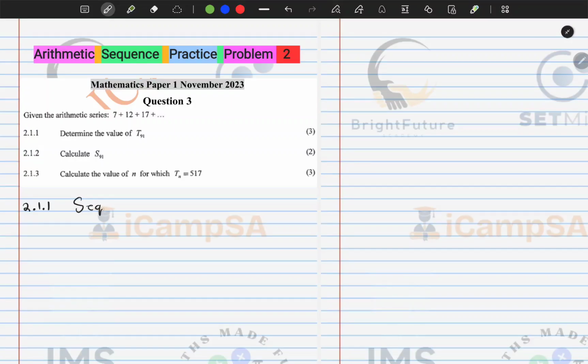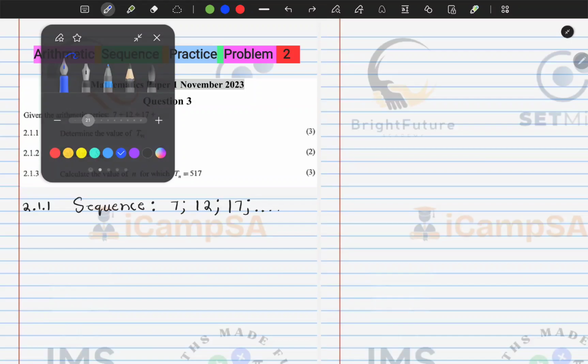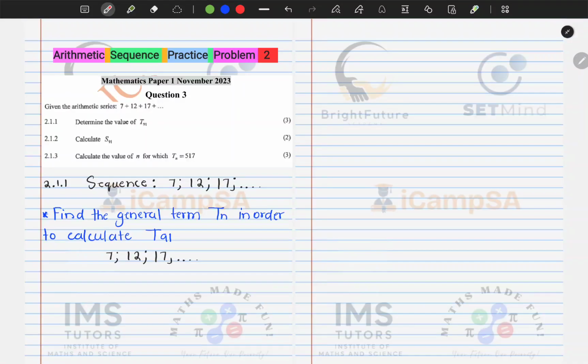What I'm going to do is write this as a sequence. As a sequence, it becomes 7, then 12, and then 17, and so on. If you think carefully, it would be smart of us to actually find the general term first. So with that said, let's go ahead and calculate our first difference.